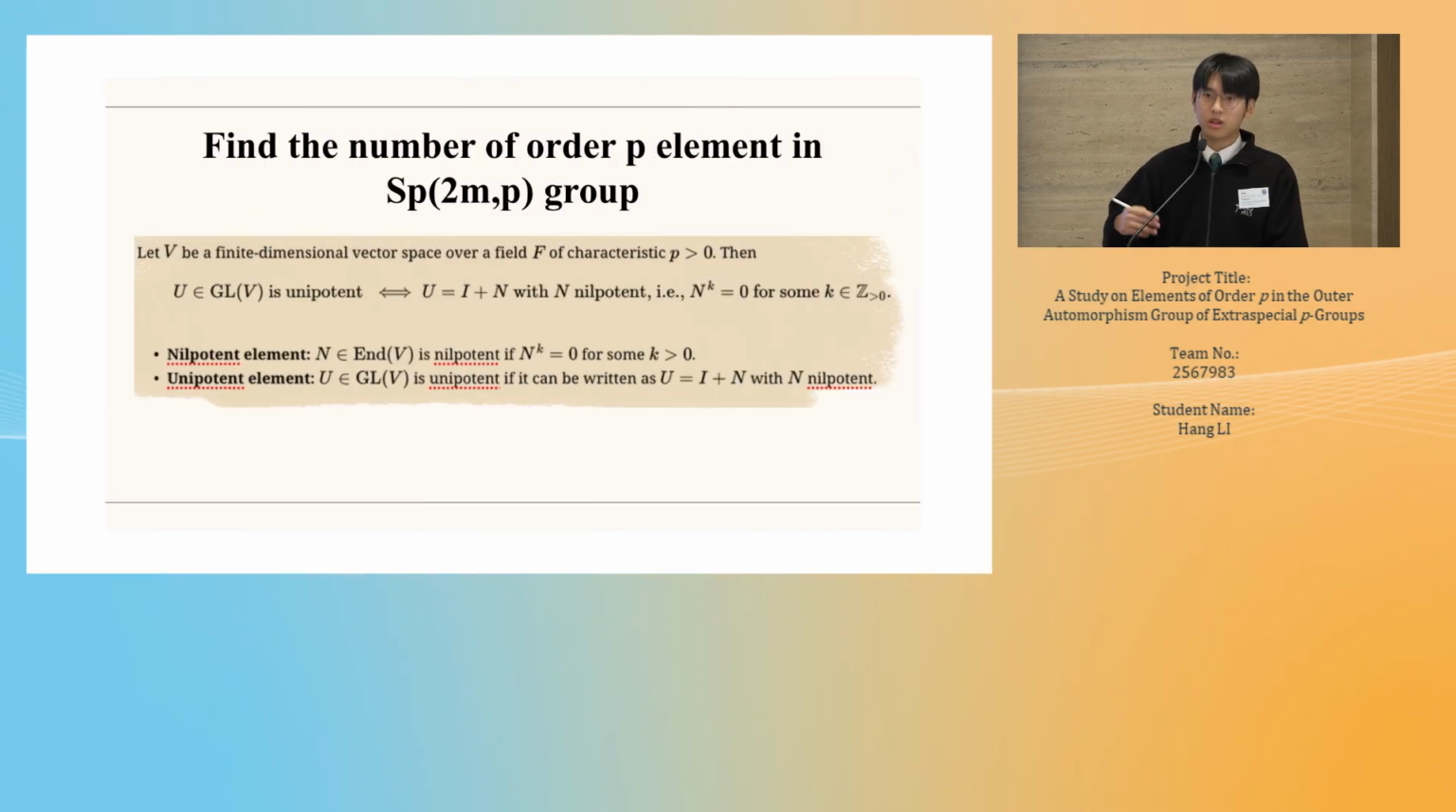After we talk about the symplectic group, the question is transferred to finding the order P elements in the symplectic group. To do this, we need to talk about more concepts, which are nilpotent and unipotent. A nilpotent is a matrix that to the power k equals 0, and a unipotent is just an order P element. Because the characteristic of the symplectic group is P, U could be written as U equal to I plus N, where I is the identity and N is nilpotent.